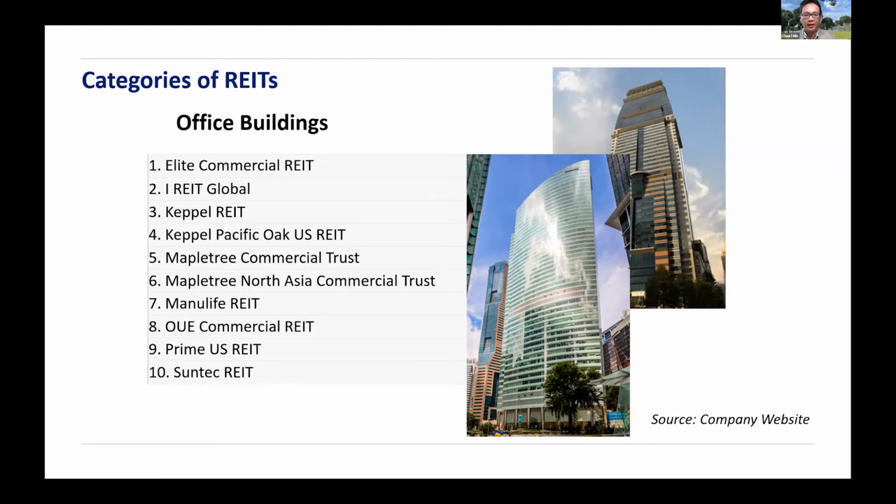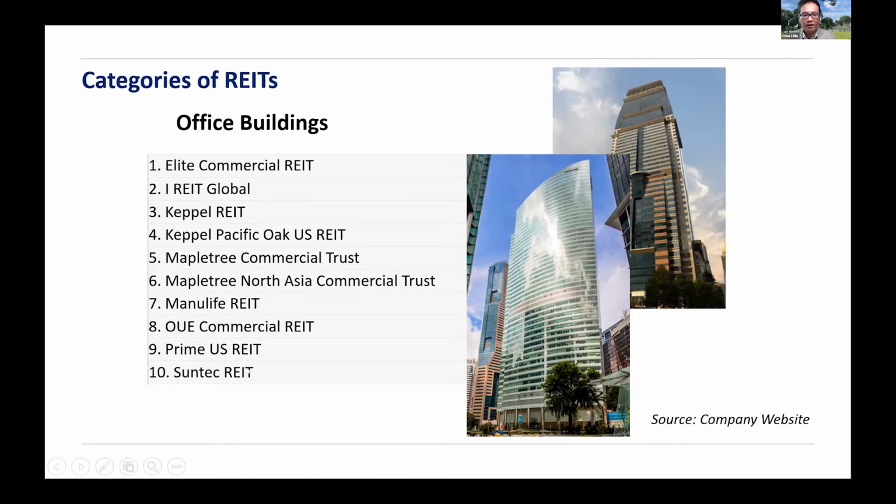So for today, I'm just looking at 2 categories. The office buildings: in total, we have 10 office building REITs. Please take note that for a lot of Singapore REITs, unlike the Malaysian REITs, their properties are not in Singapore. Quite a lot of the properties are overseas. Out of these 10 office REITs, later I'll share with you that there are only about 3 or 4 that have only Singapore properties, which we want to focus on today.